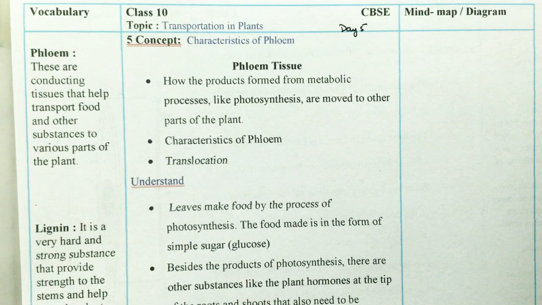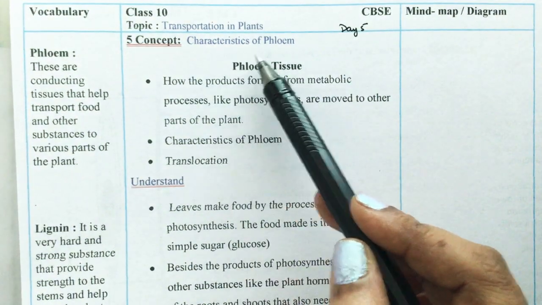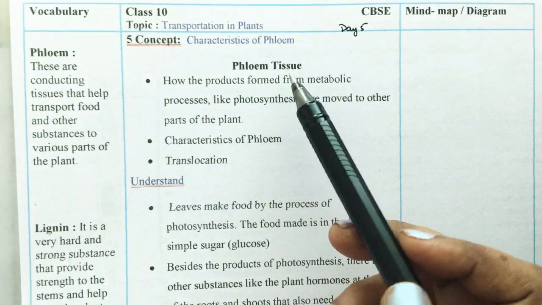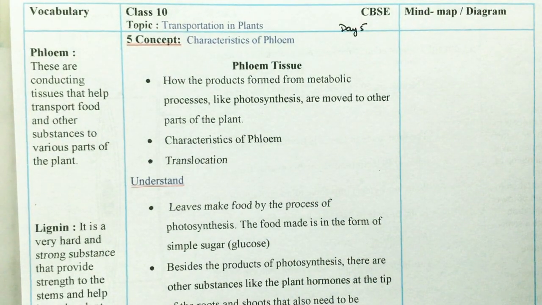In today's video, I'll continue the topic transportation in plants from the chapter Life Processes of class 10 CBSE. The concept for day 5 is characteristics of phloem. As per our study technique, please read the content of phloem from your textbook and then come back to my video.